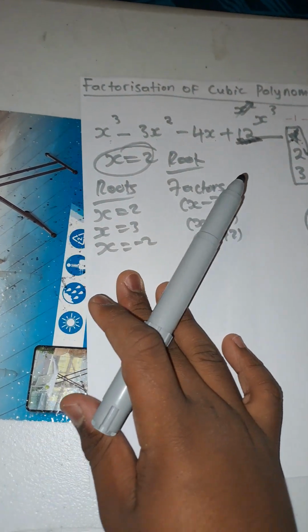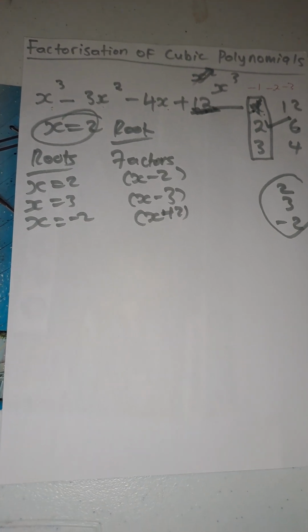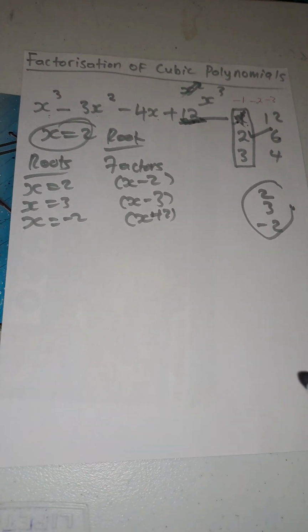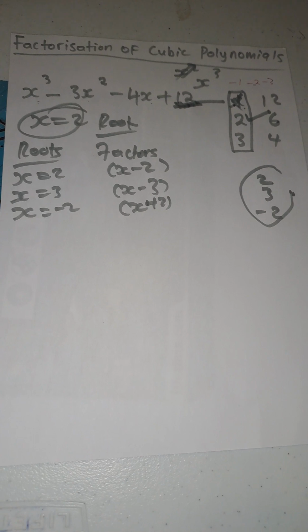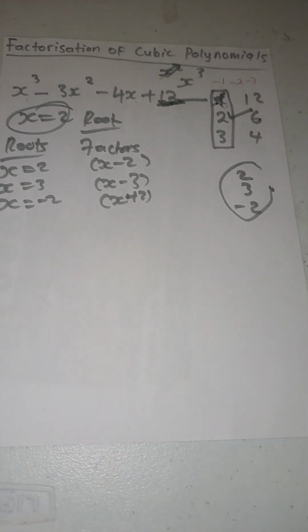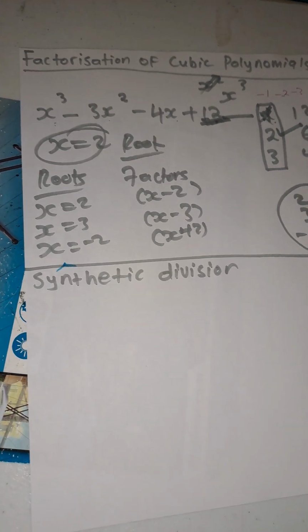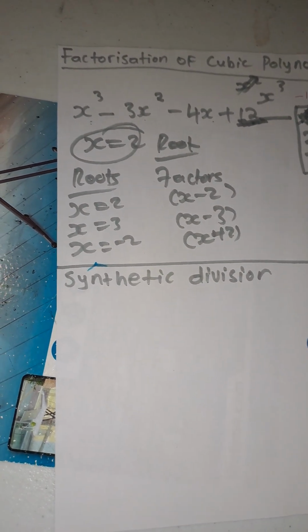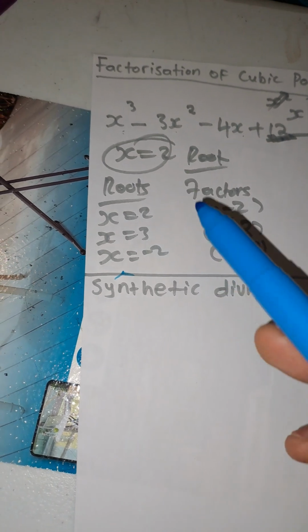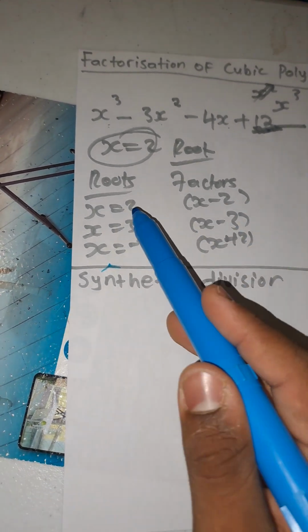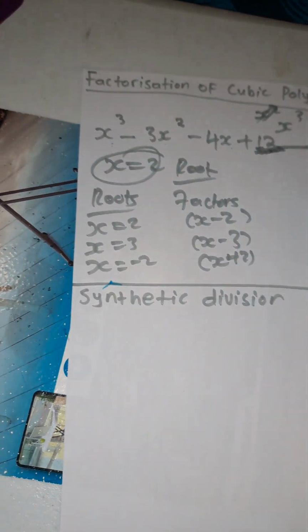For now, I have to tell you this. We have two methods of doing this: the method of inspection and the method of synthetic division. I'm going to use synthetic division because inspection is tricky, but we'll do it later on. Let's start with the easier one. So, synthetic division. Bear in mind, if you use 2, you're going to get these numbers, and these are already my roots for this equation.